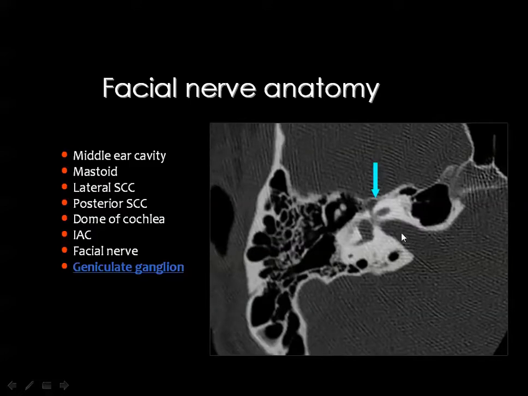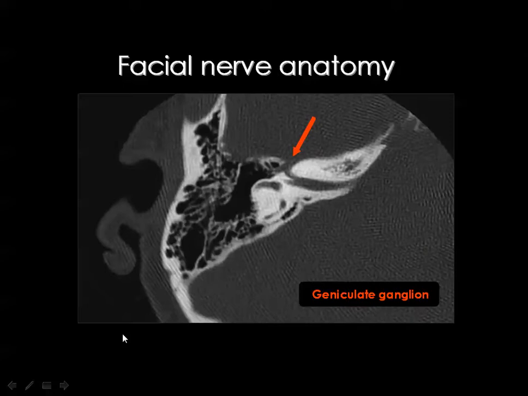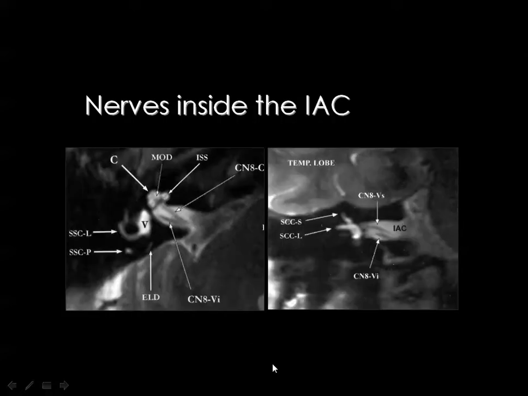Once more, this is the internal auditory canal, and this is the canal for the facial nerve, ascending limb, and descending limb, and this is the site of the geniculate ganglion. You can also appreciate the vestibule, the lateral semicircular canal, the posterior semicircular canal, the dome of the cochlea, ice cream cone, middle ear cavity, aditus ad antrum, mastoid antrum, and the mastoid air cells. And this is the same anatomy I've shown before. This is the ascending limb, the site of the geniculate ganglion, and the descending limb.